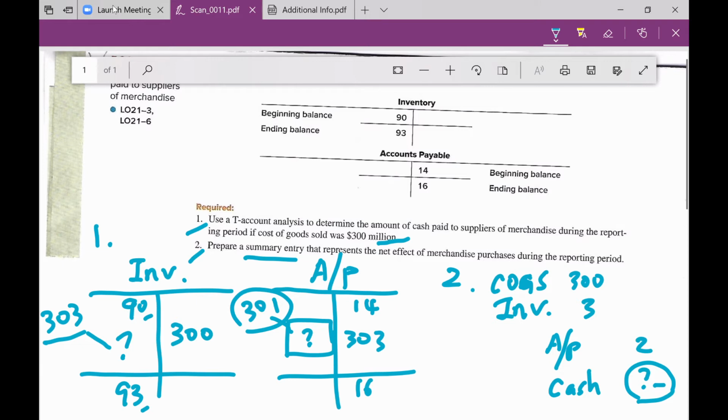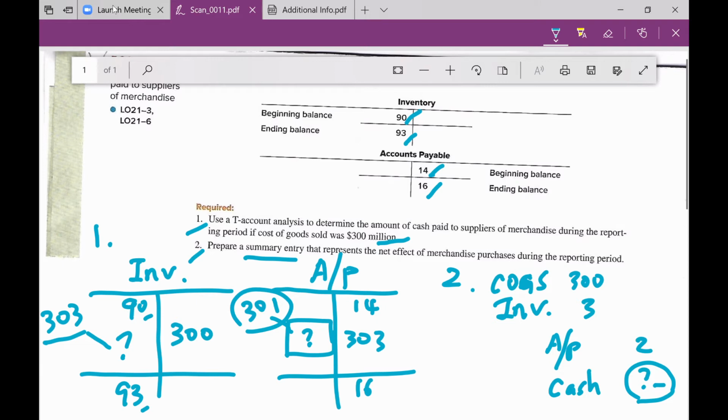Inventory is what? It was 90, by the end of the year it was 93. That's why it increased by 3. Okay. Accounts payable was 14, now by the end of the year it's 16. That's why accounts payable increased by 2.